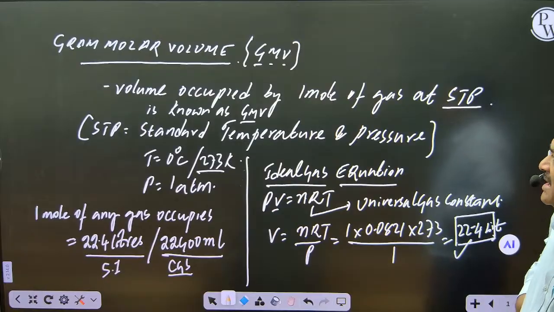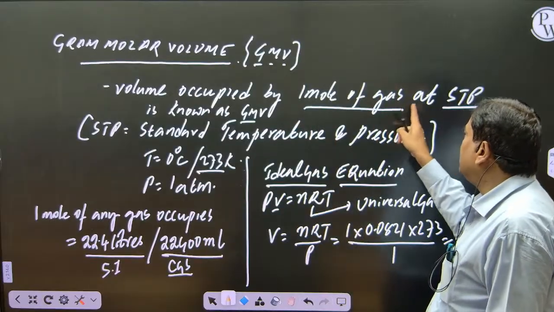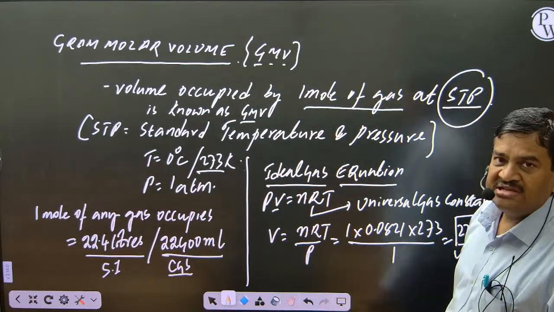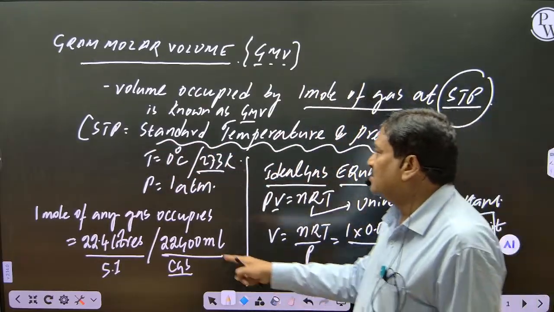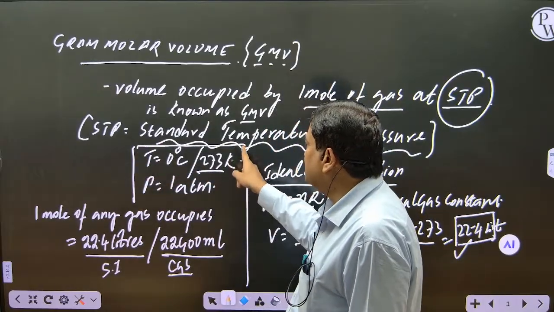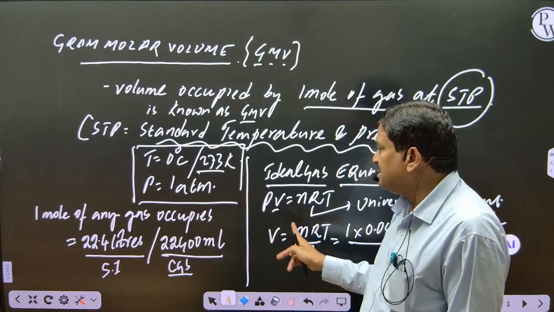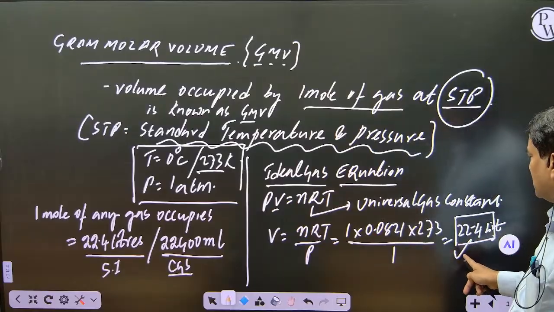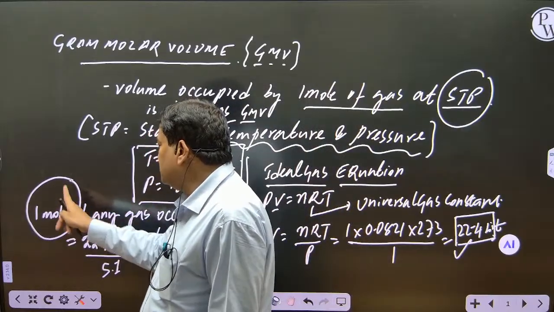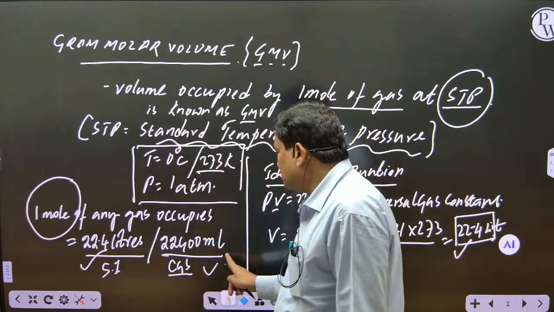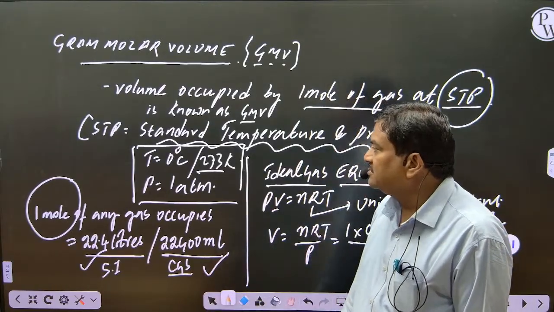So understood, what is gram molar volume? Gram molar volume is nothing but the volume occupied by 1 mole of gas at what condition? STP. Then what is STP? Standard temperature and pressure. That means temperature is maintained at 0 degree Celsius, which in Kelvin comes to 273, and pressure is maintained at 1 atmosphere. This condition is called standard temperature and pressure. Substituting in this, we get 22.4 liters. So 1 mole of any gas occupies 22.4 liters, or 22,400 milliliter at STP. Clear? Now write one question.